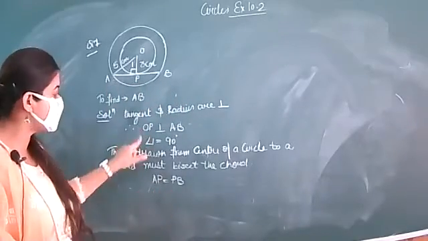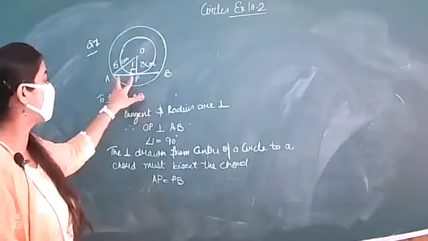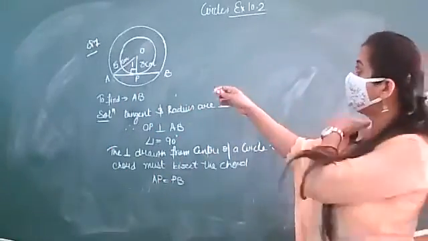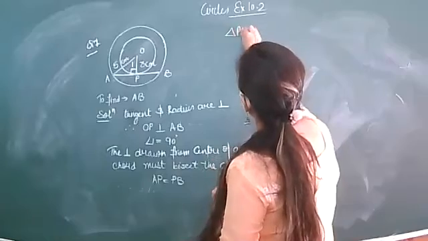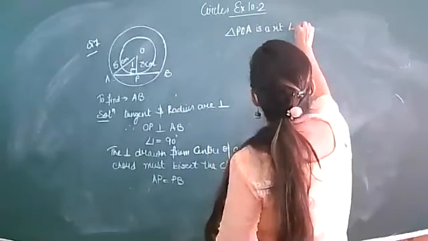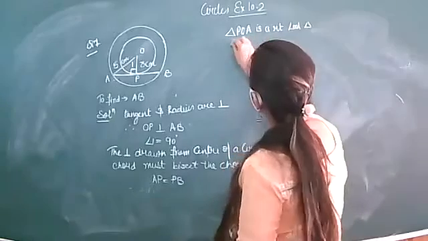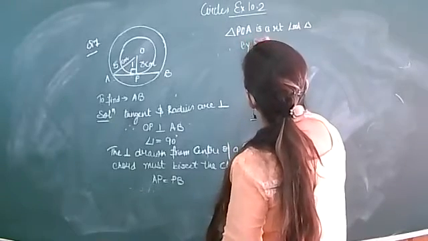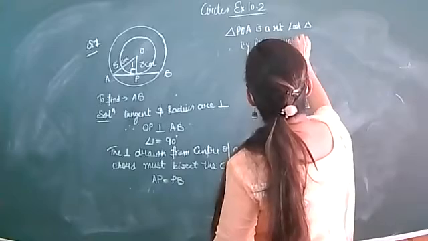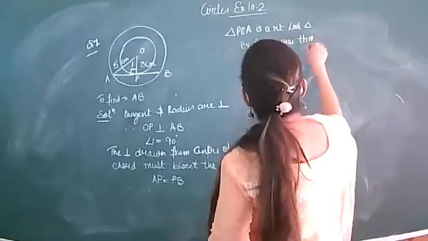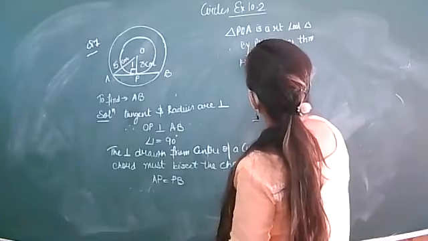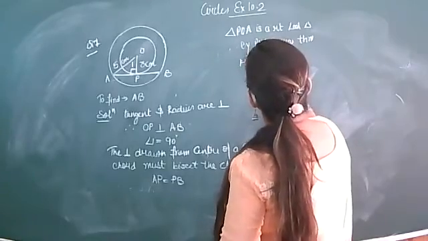So let's use these two results and we will get the length of AP first by using Pythagoras theorem. Because this small triangle POA is a right angled triangle, therefore by Pythagoras theorem, H square is P square plus B square.